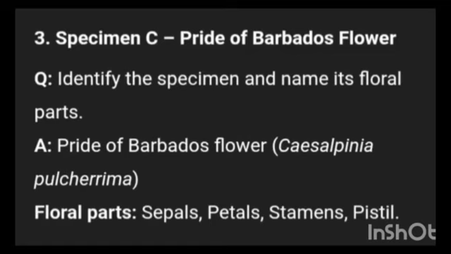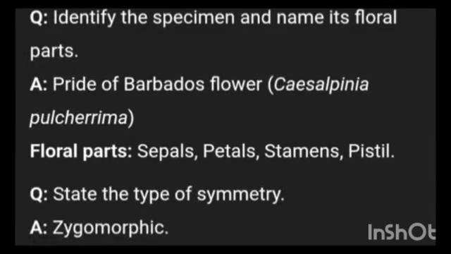Specimen C, the pride of Barbados flower. Identify the specimen and state its floral parts. This is the pride of Barbados flower. Botanical name, Caesalpinia pulcherrima. The floral parts are the sepals, the petals, the stamens, and the pistil. These are the floral parts.